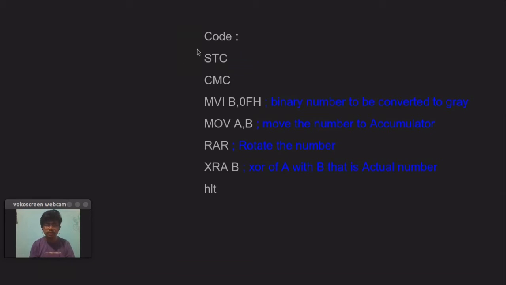Here STC sets the carry bit to 1 and CMC sets the carry bit to 0. This is because the rotation operation of the accumulator is performed with the 8 bits of the accumulator plus 1 bit of carry. So the carry bit and the accumulator's 8 bits rotate together. So we are taking the input in B, moving B into the accumulator, then rotating the accumulator to the right by 1 bit, and finally taking the XOR with register B, we get the gray code of the binary number in the accumulator and end the program.